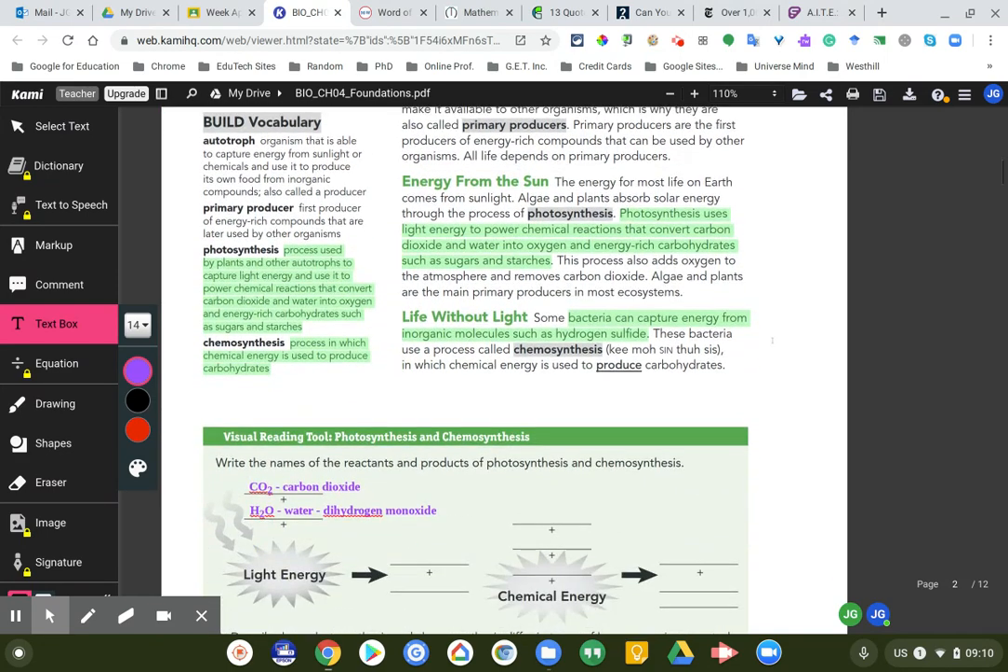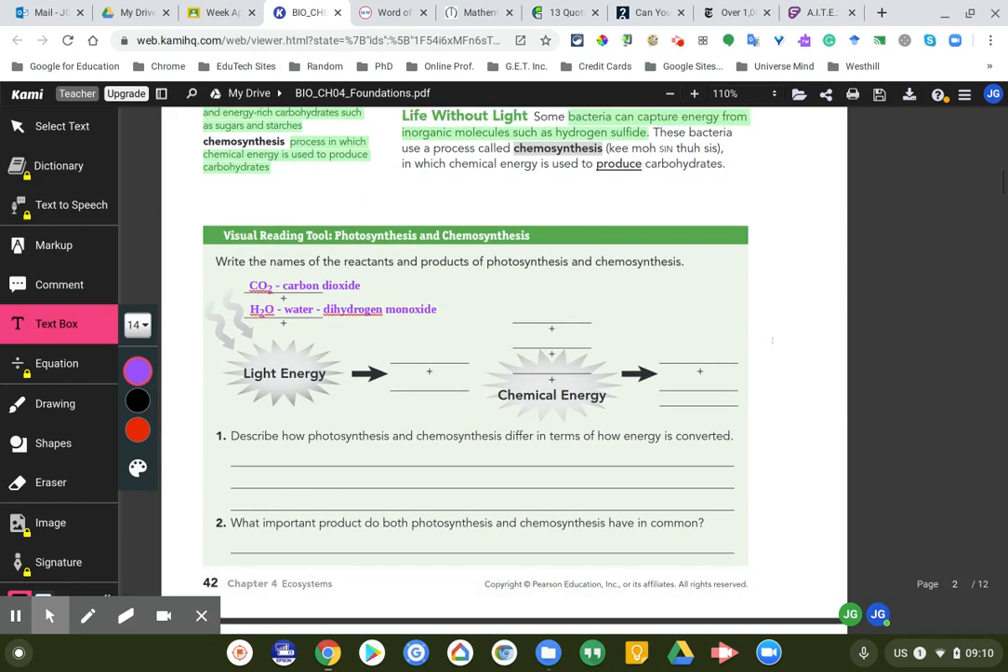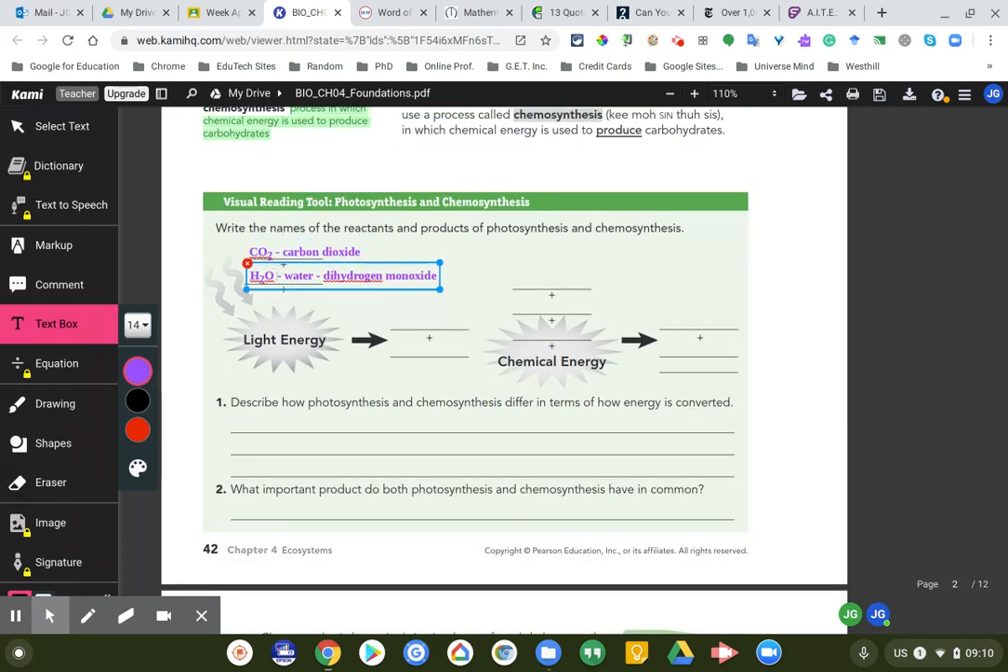So we were talking about photosynthesis, chemosynthesis, what happens with both of them. We know from prior lessons that carbon dioxide, H2O, and light through photosynthesis, okay, they help us create, make another box here.